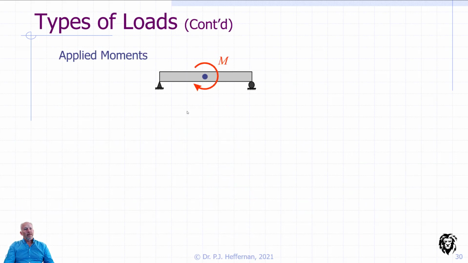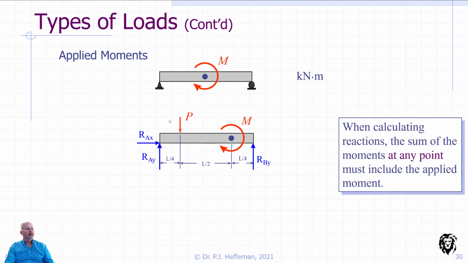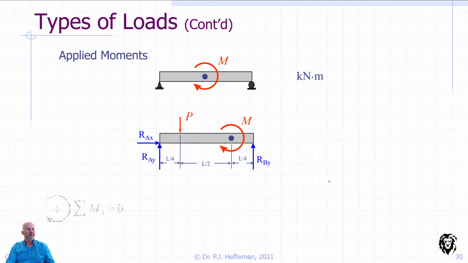And we have our applied moments. So we can apply a moment anywhere. It has M, in units of newton meters or kilonewton meters, and it has an impact on the entire structure. We can see it here when calculating reactions. The sum of the moment at any point must include the applied moment, and you don't have any length or distance associated with it. It is just the moment applied, period.